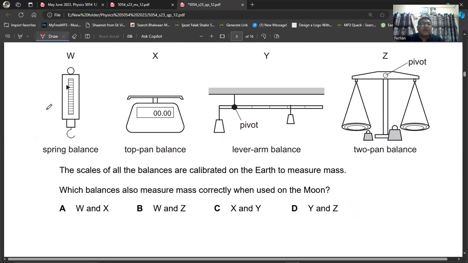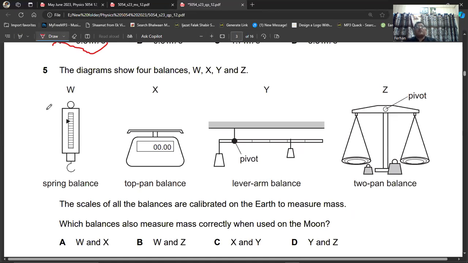Question number 5. The diagram shows four balances W, X, Y, and Z. W is a spring balance, X is the top pan balance, Y is the lever arm balance, and Z is the two pan balance. The scales of all the balances are calibrated on the Earth to measure the mass. Which balances also measure mass correctly when used on the moon?